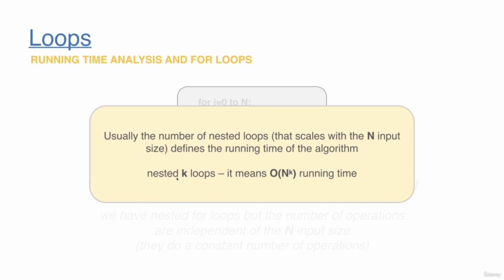So if we have just a single for loop, k equals 1, then we end up with linear running time complexity. If we have k equals 2, then we have quadratic running time complexity. If we have, for example, 6 nested for loops, when every single for loop scales with the n input size, then we have O(n to the power of 6) as the running time. Okay, so that's all about for loops and running time analysis.